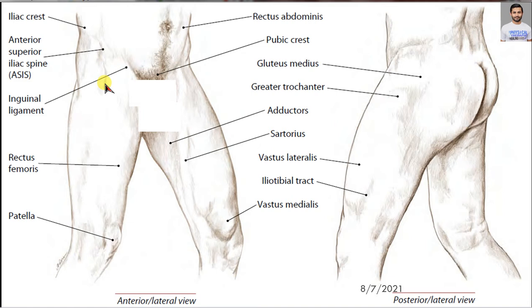They are mentioned over here as well, like the iliac crest, the anterior superior iliac spine, the inguinal ligament on each side, the pubic crest, the bulk of the rectus femoris, and the prominence of the patella. On the medial thigh, the vastus medialis can be seen. Then on the lateral side, the iliotibial tract and vastus lateralis. The sartorius is an oblique muscle and it's the longest muscle of the body. It can be seen. The adductor region, the greater trochanter, the gluteus medius region, and the gluteal folds as well.